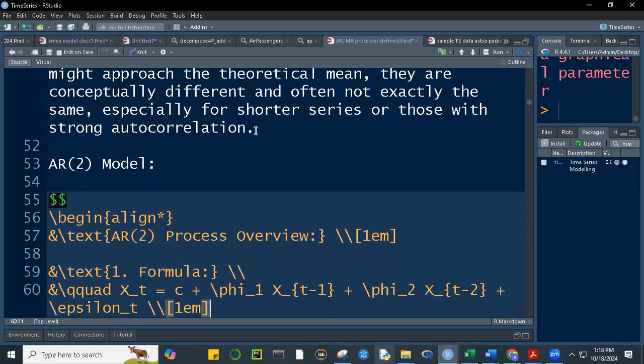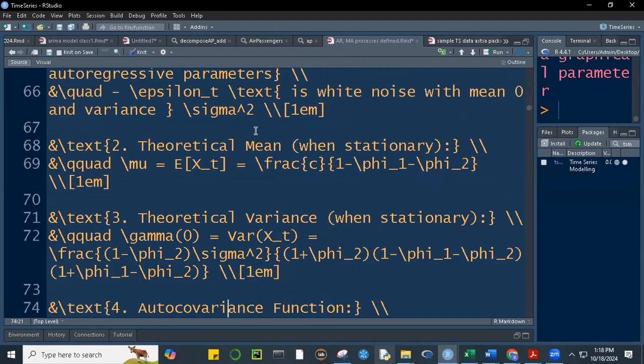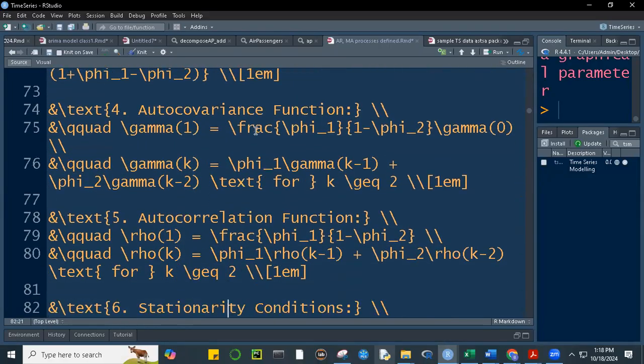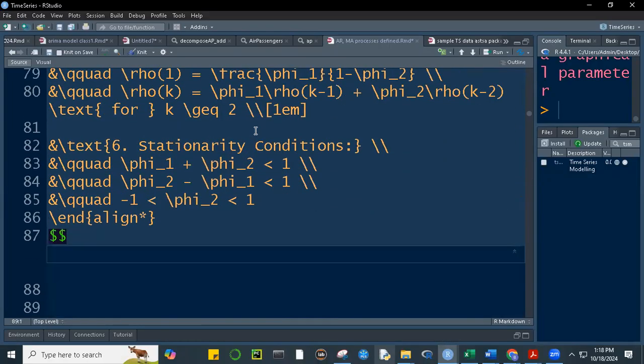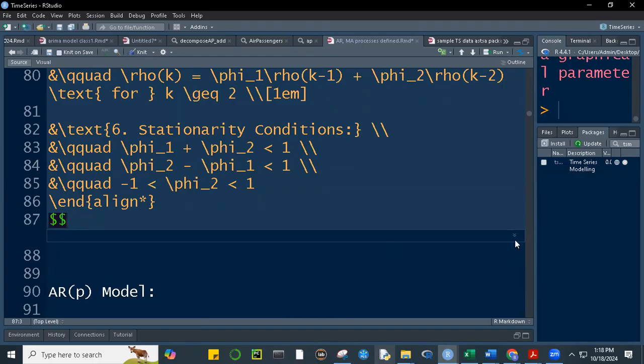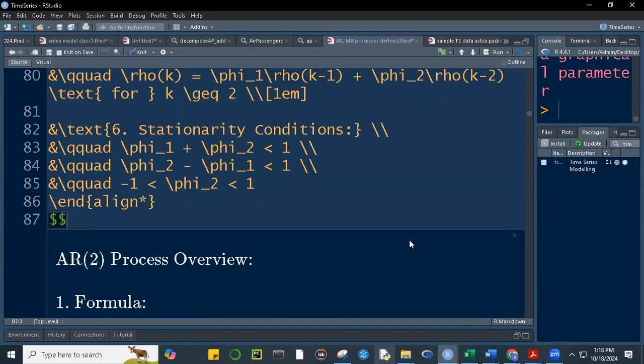So how about AR2, class? Very quickly, AR2. It is just the same as your AR1. The difference is that with AR2, class, we already discussed this. You know the formula already, right?